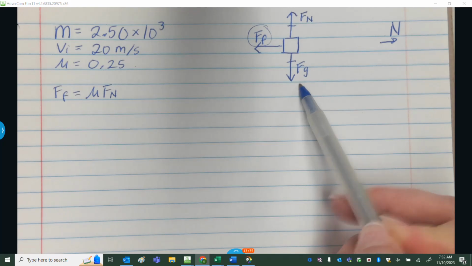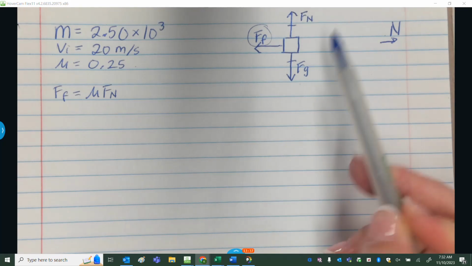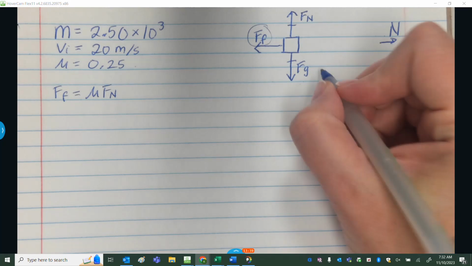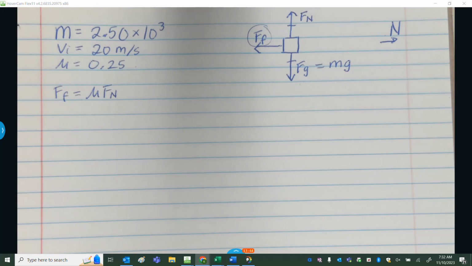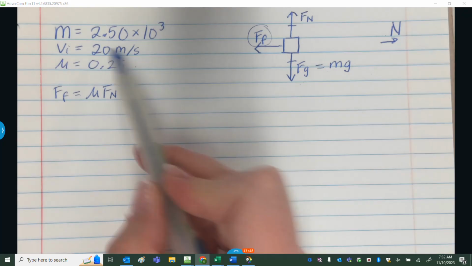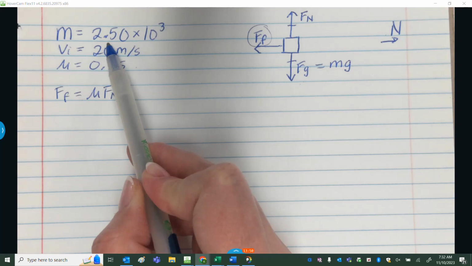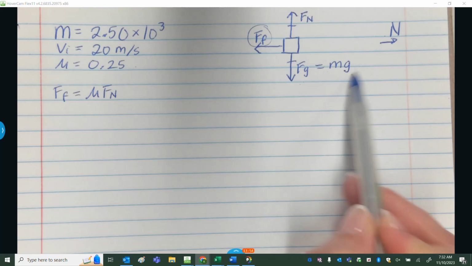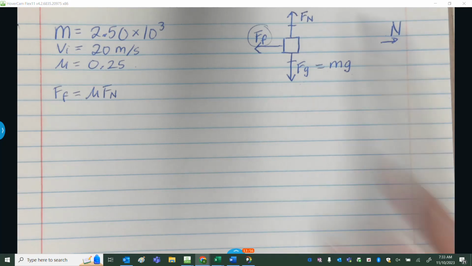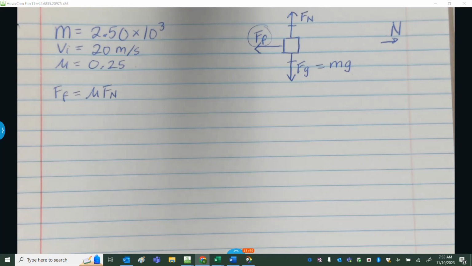And while I don't have an equation for this, I do have an equation for this. Fg equals mass times gravitational acceleration. So if we multiply the mass of this car, 2.50 times 10 to the third, times gravity, 9.8, we will get not just Fg but also Fn. Okay, and so that is going to be our next step.